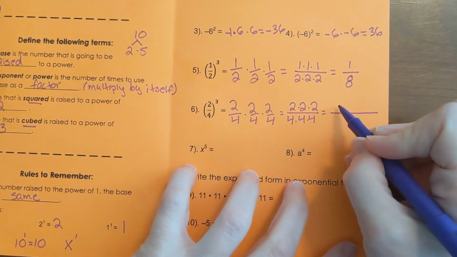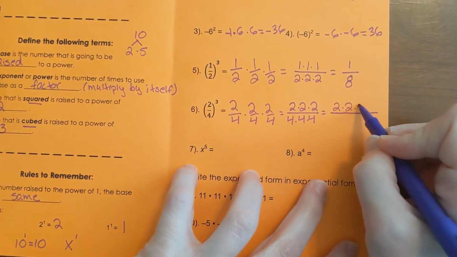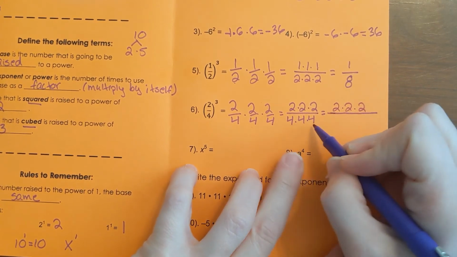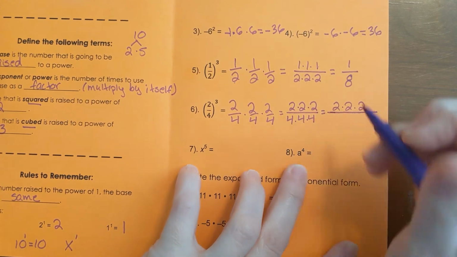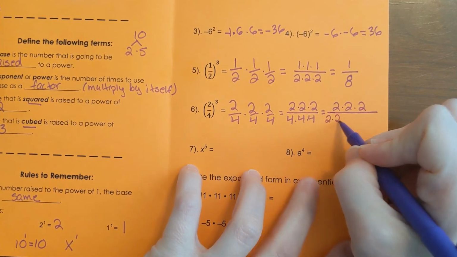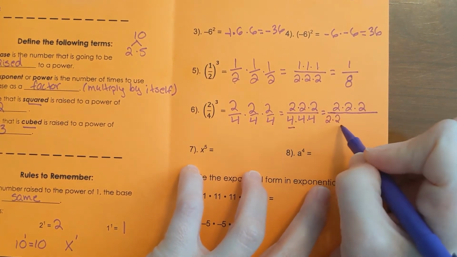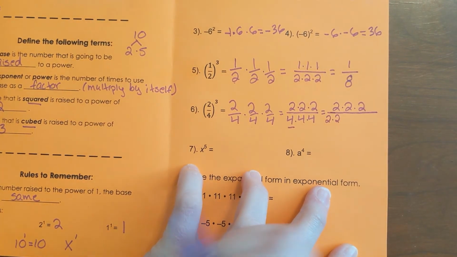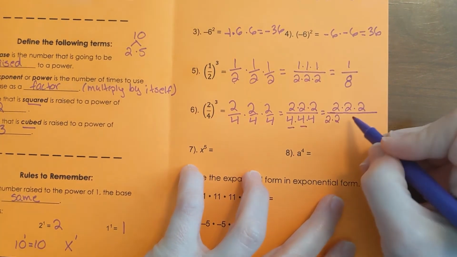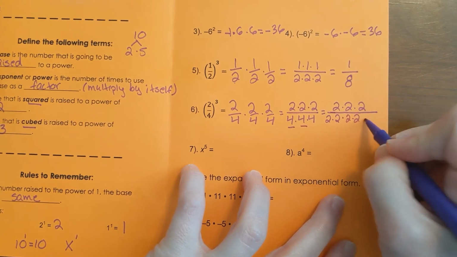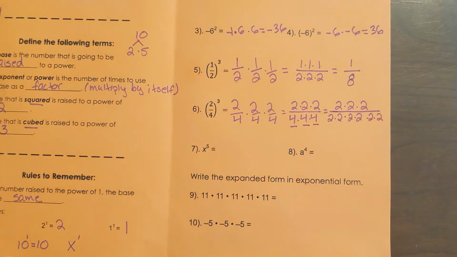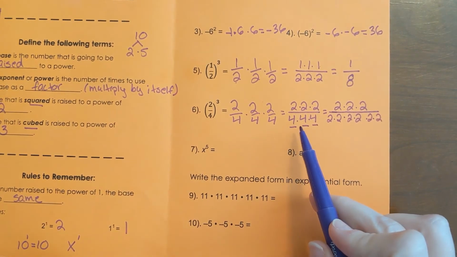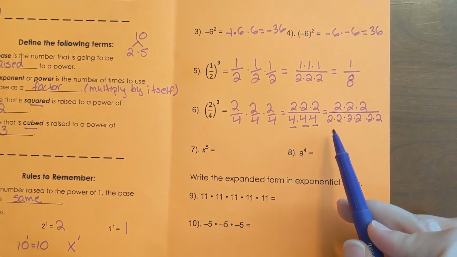I want to separate out my 4's in the denominator, and I want to separate them into factors. So what does 4 have as factors that's common with 2? Well, that would be 2 times 2, right? So I just took this 4 and I wrote it out as 2 times 2. Now I'm going to take this 4 and do the same thing. It's 2 times 2. And this 4, it's 2 times 2. So now all I've done is separate my 4's into factors of 2.